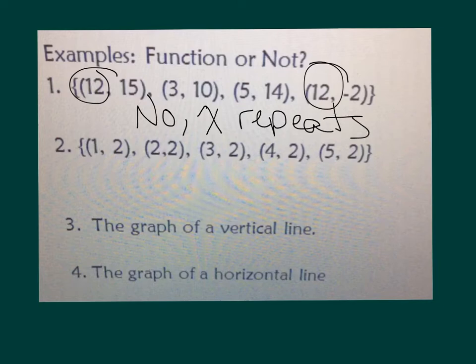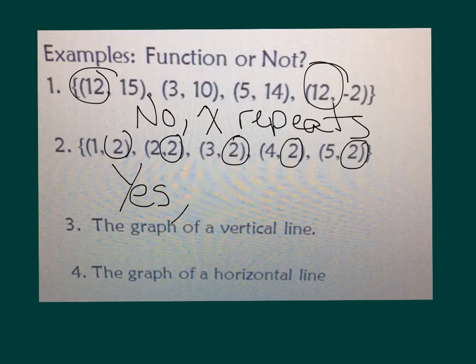All right, number 2, this one is a function. This is a yes, because although those y values repeat, it doesn't matter. Y's can repeat as much as they want as long as x doesn't repeat, so yes, this is a function.